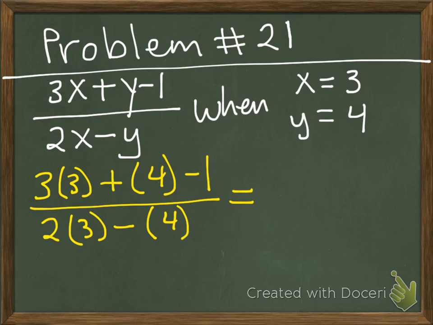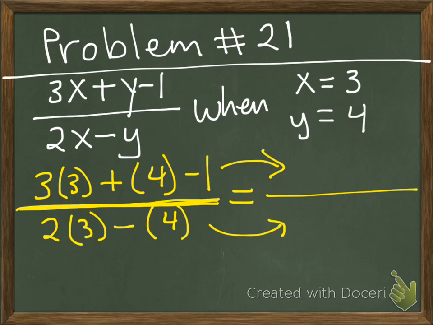Okay, so following the order of operations, remember that the division symbol is a great big grouping of its own. So I have to deal with the top part and I have to deal with the bottom part separately before I can divide them. So when I have 3 times 3 is 9 plus 4 minus 1, and I don't need the parentheses around the 4 because it's not negative. And then in the denominator I have 2 times 3, which is 6, minus 4.